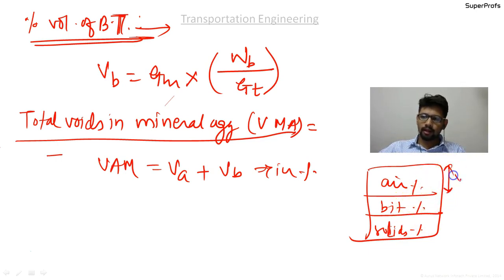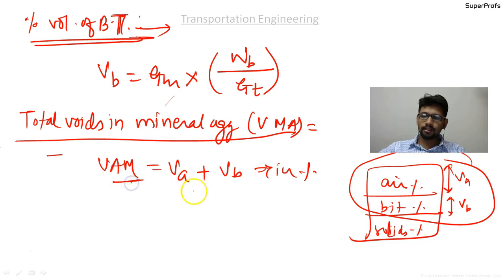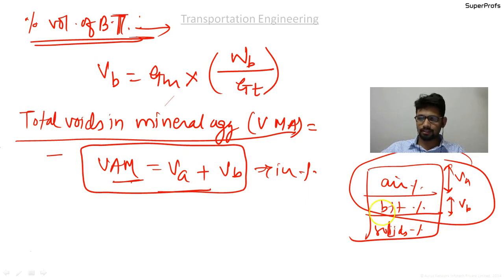Volume of air and volume of bitumen, both are the voids, okay. And to find out the voids in the mineral aggregates, what we are taking is the simple algebraic summation of these two in percentages, okay. So these are the total voids in the mineral aggregates, okay. Few voids are filled with air and few voids are filled with bitumen, okay.